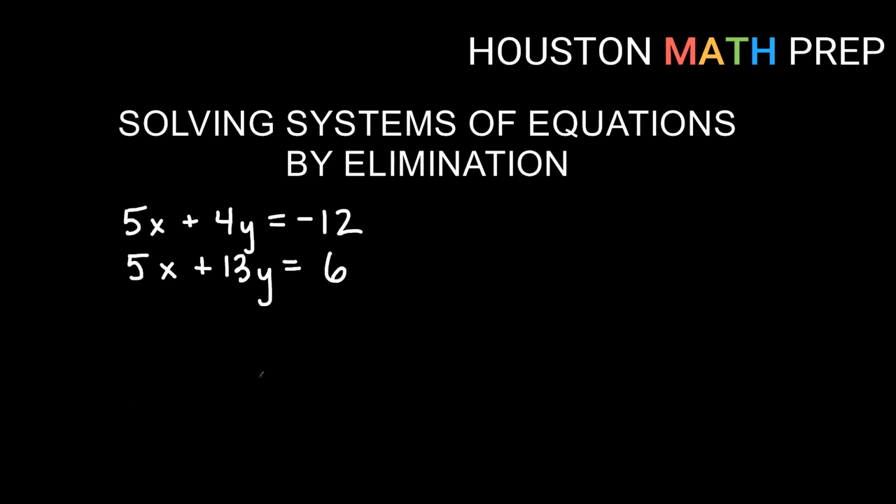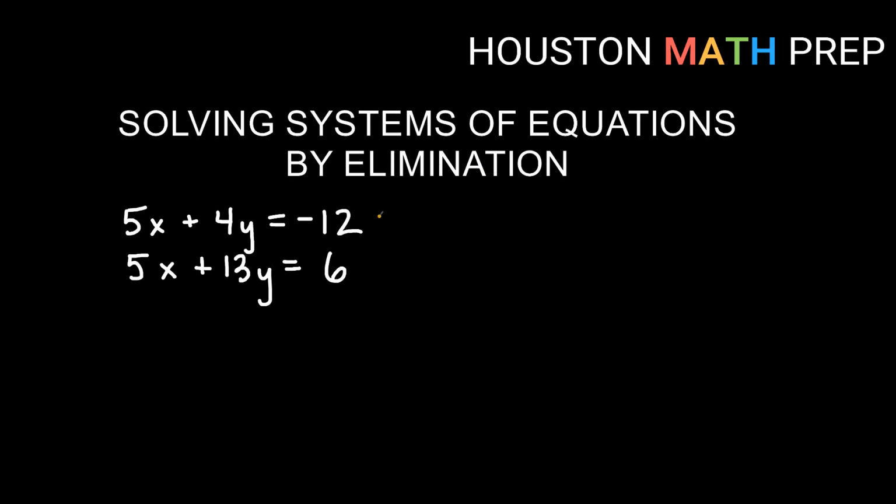For our next system here, I have not made it quite as easy. It's close, but not quite as easy to eliminate. If you notice over here, I have 5x and 5x. If I add that together, it doesn't give me no x's. It gives me 10x. What I can do, though, is I can change the sign of one of the equations. Now, whatever I do to the equation as far as multiplying, I need to multiply the entire equation, in other words, both sides, by the same thing.